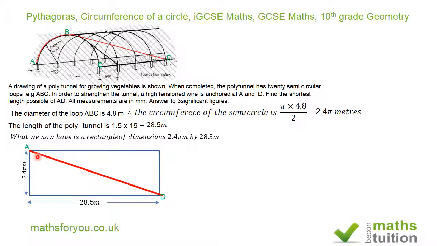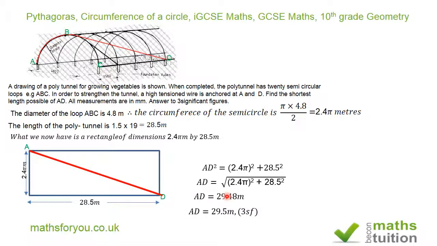That says that AD squared is equal to 2.4 pi squared plus 28.5 squared. If we take the square root of both sides, the square root of AD squared is AD, and then we find the square root of 2.4 pi all squared plus 28.5 squared. That gives us AD of 29.48. Now, we want the answer to 3 significant figures, so AD then becomes 29.5 meters.